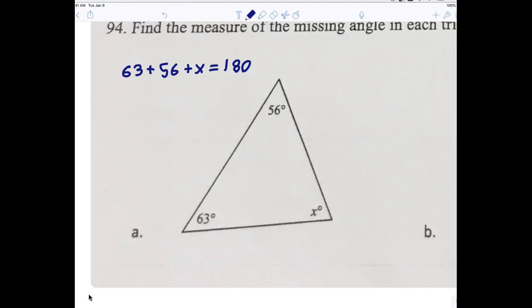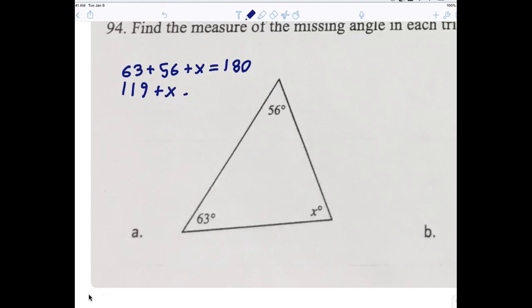Yes, I agree. Alright, are you ready? Now, you combine like terms. So what's 63 plus 56? 119. You're awesome, buddy.